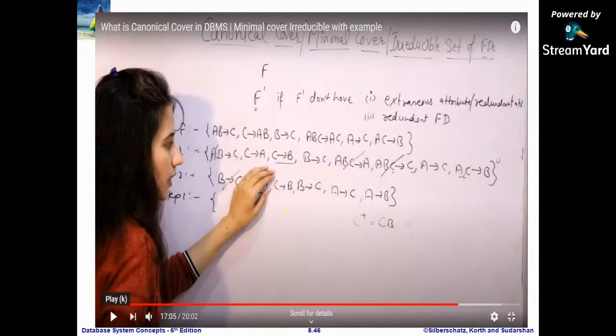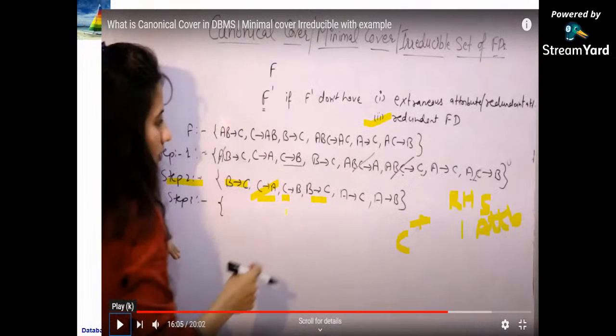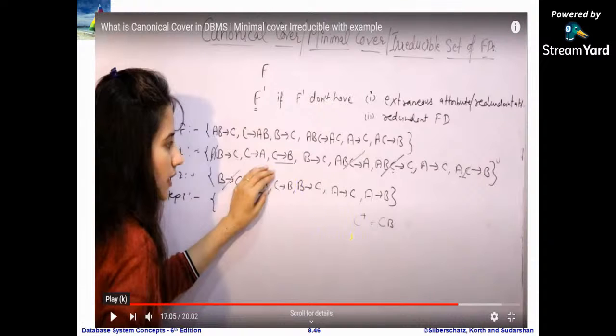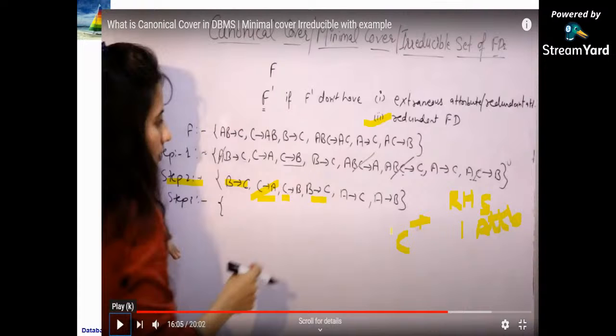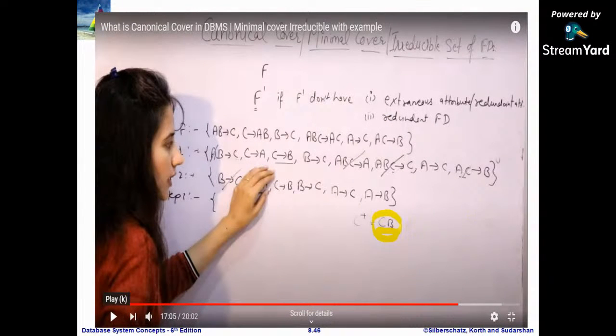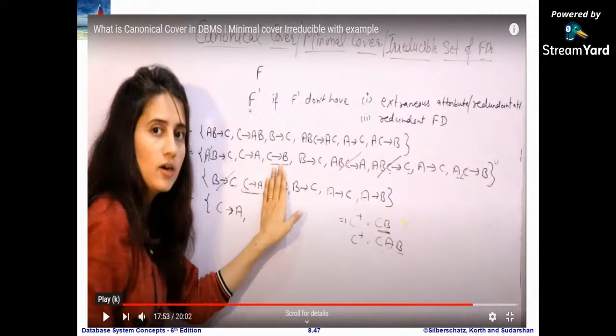Now, what have you hidden? You have hidden C tends to B. In CB, the B has become a part of it, so you can remove it. If the right hand side has become a part of the closure, then you can remove it. Otherwise, you cannot remove it. You were hiding C tends to A, but the A is not a part of it, so you cannot remove it.